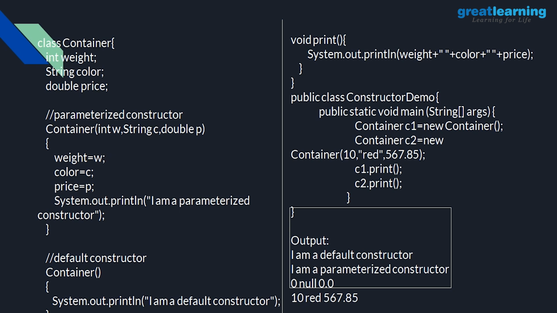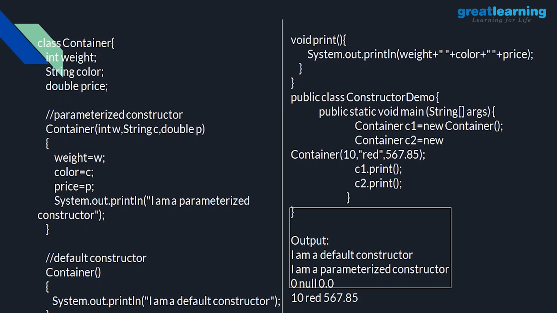So you see, when we are creating an object with the help of the default constructor, the value of all the data members is the default value of those data types. For integer we have 0, for string we have null, and for double we have 0.0. These are the values when we call the constructor in which we haven't defined any arguments. But for the object which calls the constructor in which data members are assigned accordingly, the values are the ones we passed: 10, red, 567.85. So this is the program that implements classes, objects, and constructors.